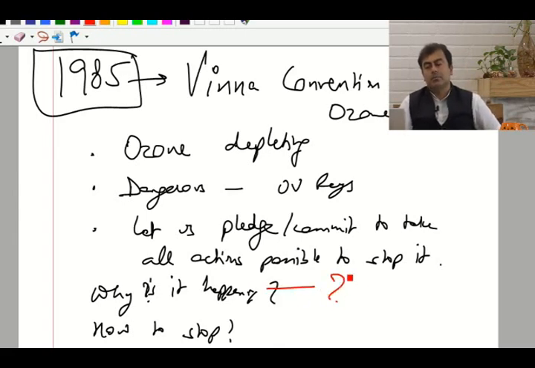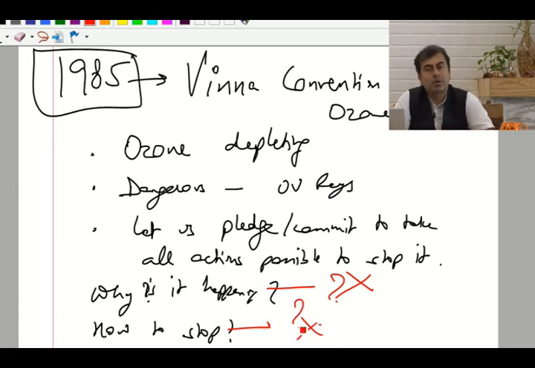Research is going on. How to stop? Sorry, we do not know how to stop. Research is going on. So imagine, such a proactive international convention has come into play. We don't even know why and how it is happening, but we are committing इसे रोकेंगे. भाई ये होना नहीं चाहिए. That's a very proactive one. भाई 1985 Vienna Convention, and all countries, the only convention to get a universal ratification.